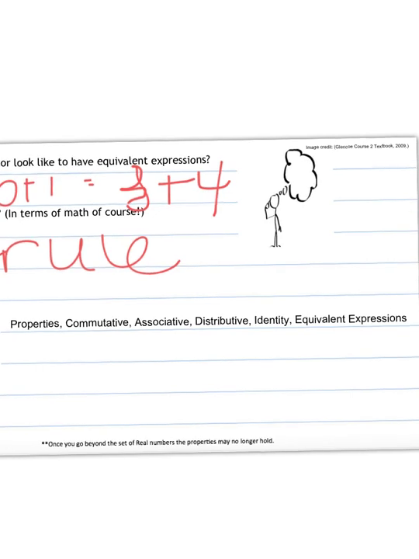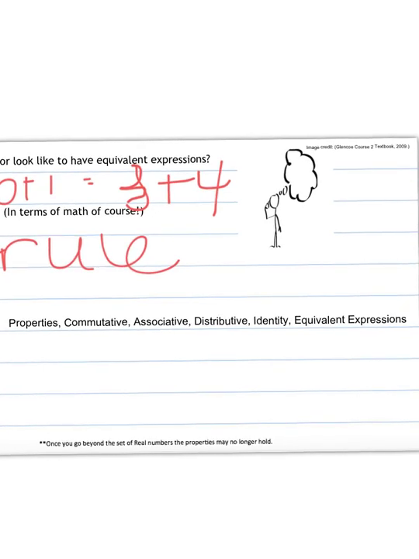Zoom in here. Here are some properties. There's some different types of properties, some vocab that we'll be going throughout the video. So as we go, you'll jot them down. So we've got properties. There's the commutative, associative, distributive, identity. Those are all properties. And then equivalent expressions, which we already talked about what equivalent expressions are. Those are expressions that equal the same thing.